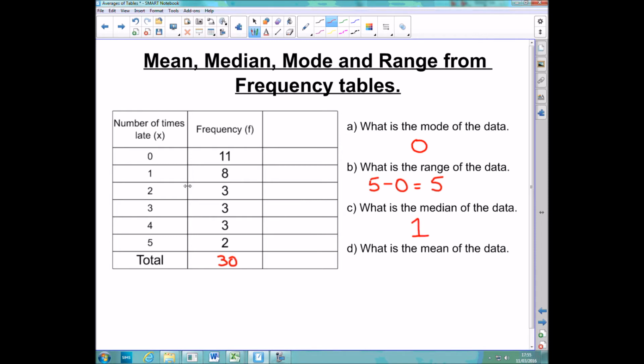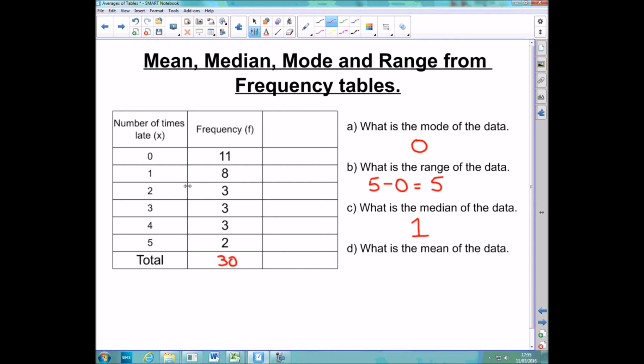Now to find the mean of the data, I need to add up all of the data and divide by how many there are. Now, in order to add all of these numbers up, I'm first going to have to make a new column in my table. Now, sometimes the questions in the exams give you this extra column, and sometimes they don't. You've got to draw the column on.